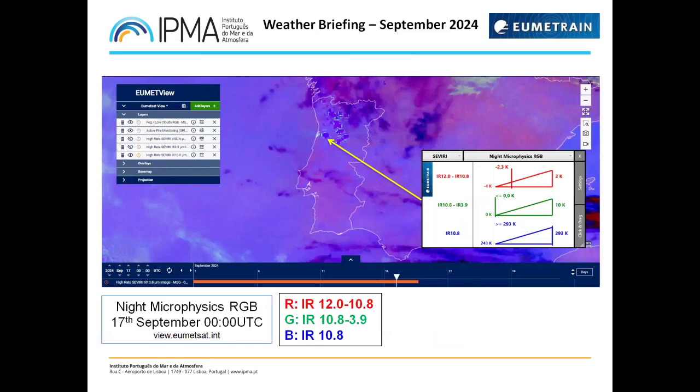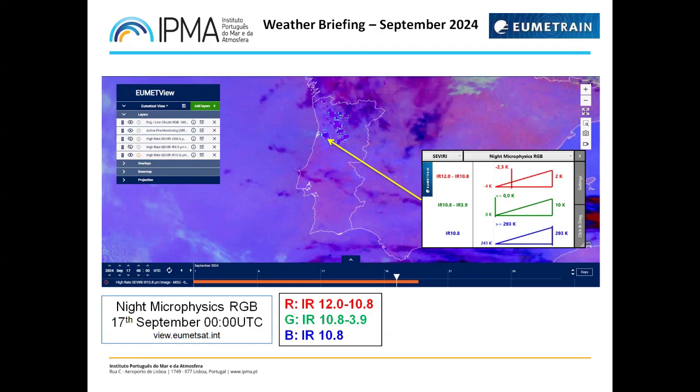The night microphysics RGB is well adapted to detect fires during the night and takes advantage of the temperature responsivity principle, which says that for the same temperature change, the 3.9 has a higher change than the 10.8 channel. So when fires are present, the green beam has the lowest value because brightness temperatures are higher for 3.9, and that brings that difference to 0.